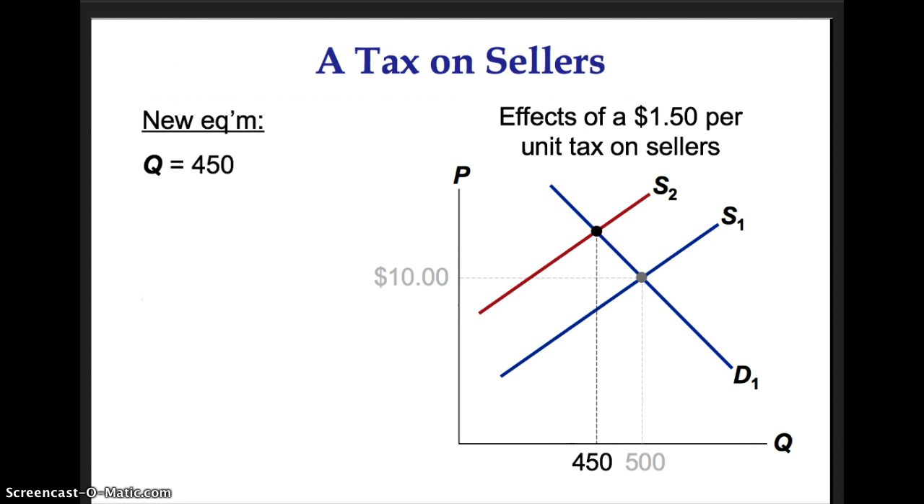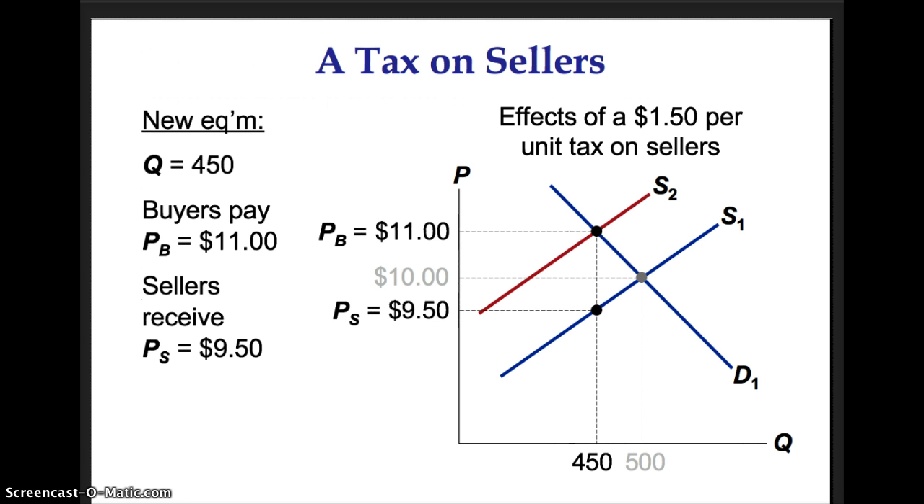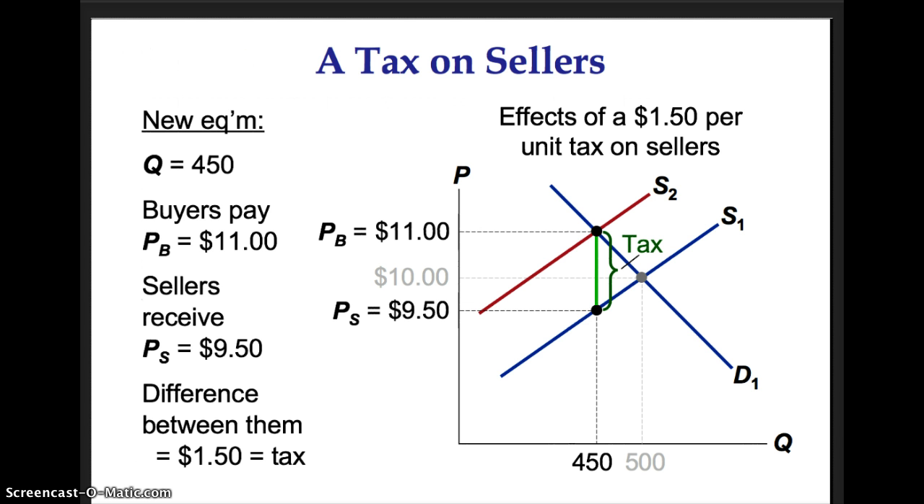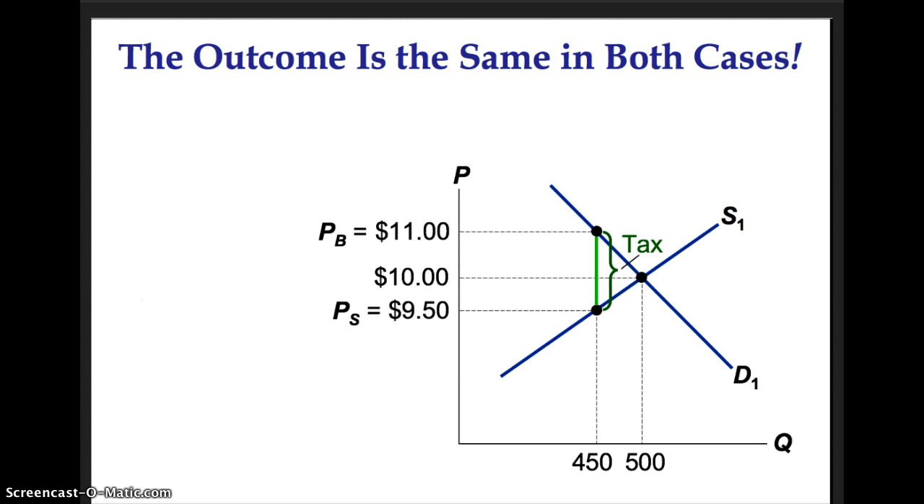The equilibrium quantity is 450 units. Buyers pay $11, labeled PB. The sellers receive $9.50, labeled PS. The difference between the amount paid and received is the size of the tax. You should notice that the outcome is the same in both cases.